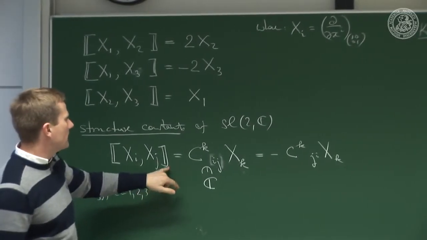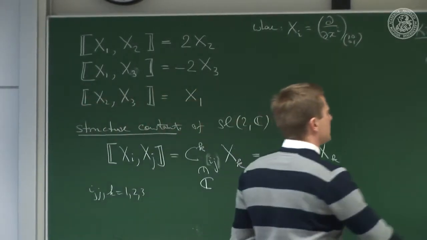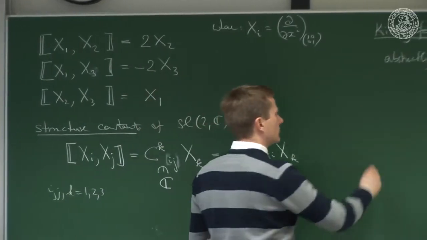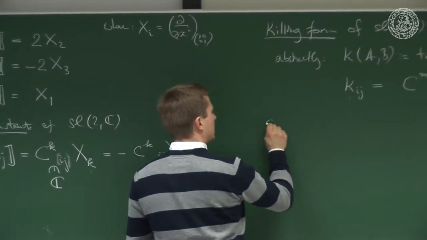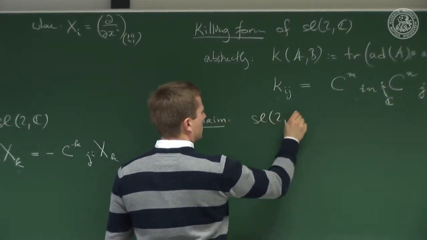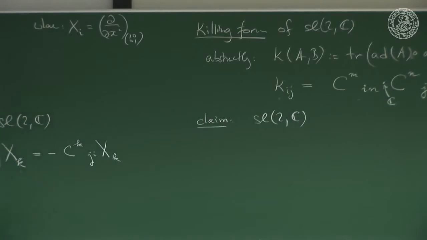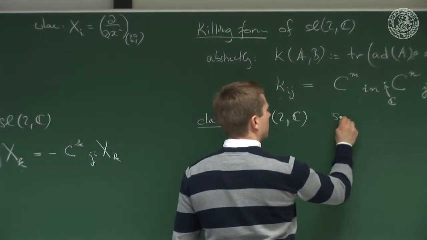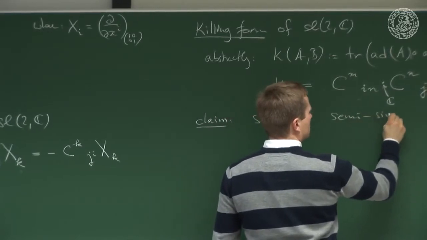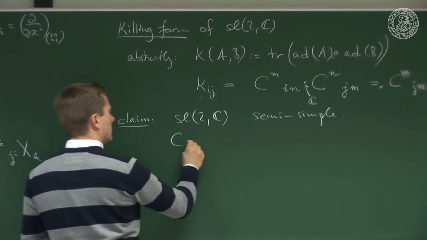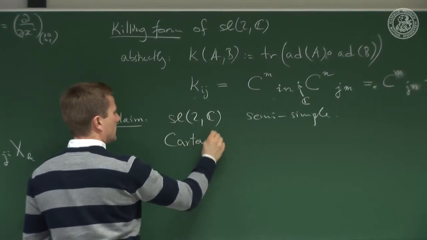Now, why are we interested in the killing form of a Lie algebra? Well, one thing you can decide is the semi-simplicity of the Lie algebra. And in fact, the claim is that SL2, our relativistic spin algebra, is semi-simple as a Lie algebra. Now, how do we check this? Well, we apply Cartan's criterion.